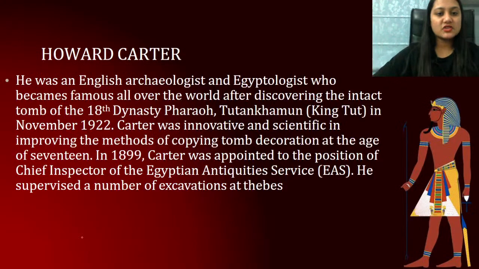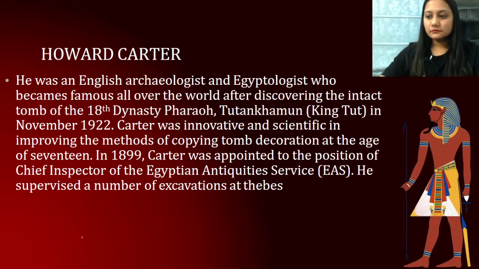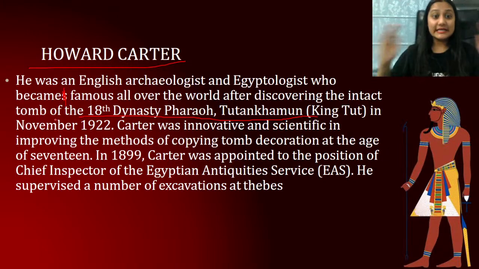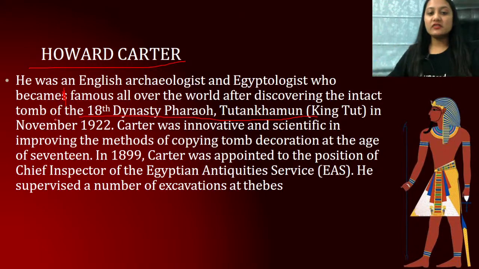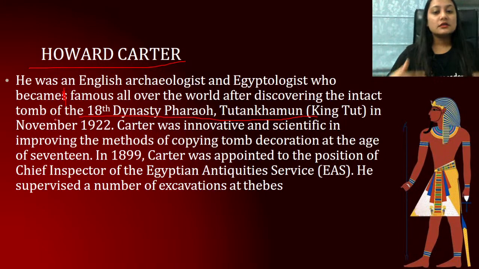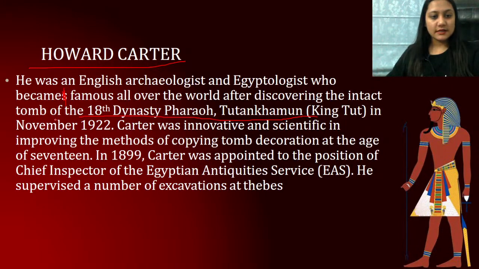So the first character of the story is Howard Carter. Who was Howard Carter? He was an English archaeologist and Egyptologist who became famous all over the world after discovering the intact tomb of 18th dynasty pharaoh Tutankhamun, King Tut. So what did Howard Carter do? In the year 1922, he discovered the tomb of Tutankhamun, that is King Tut.